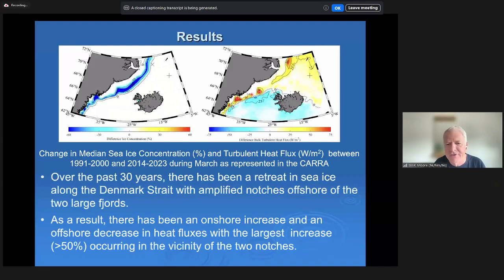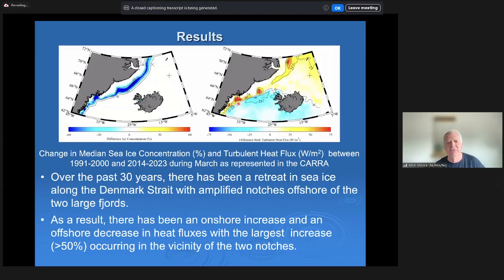And then offshore, you'll notice that there's been a reduction in heat loss. And again, that's what we expect to see happen, because as the sea ice retreats northwards, it draws the region of highest heat fluxes towards the coast as well. And then one gets a reduction in the heat fluxes offshore. So this has also been observed in the Nordic seas as well.